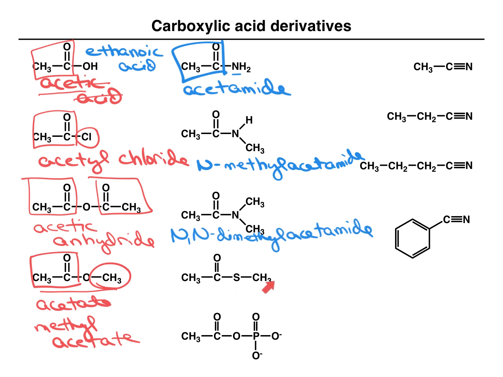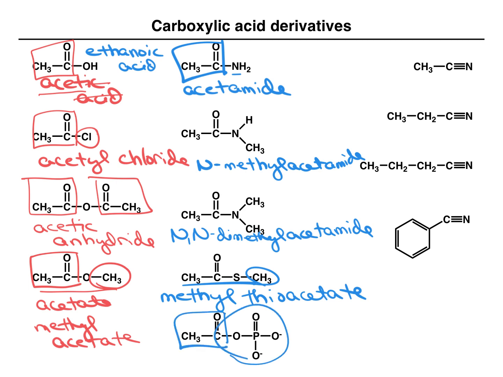Here we have a thioester. These are named like sulfur derivatives of esters. So over here, this was called methyl acetate. Well, this one is called methyl thioacetate. And finally, when our acyl group is connected to this phosphate, this is acetyl phosphate.